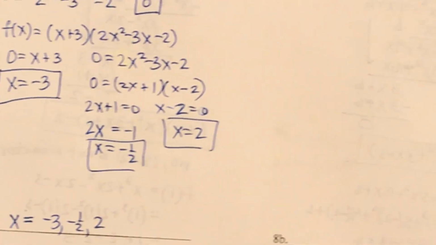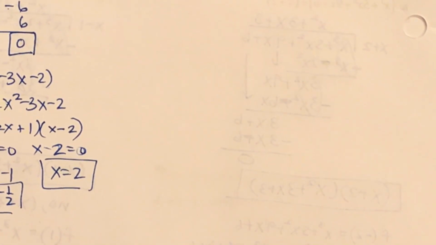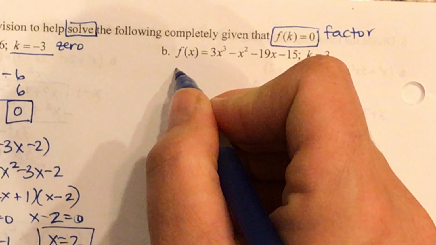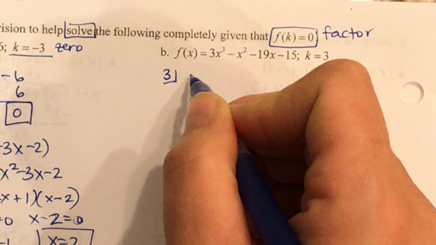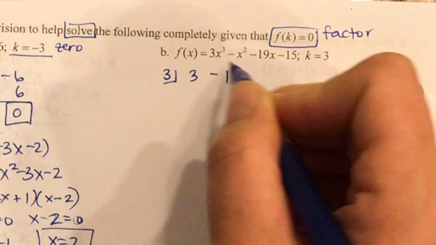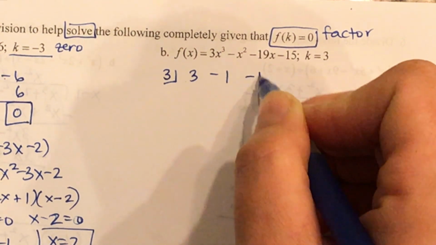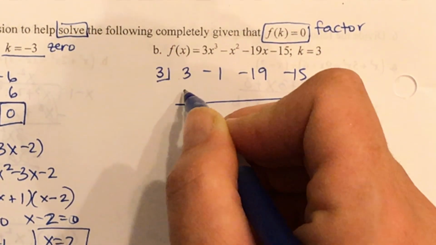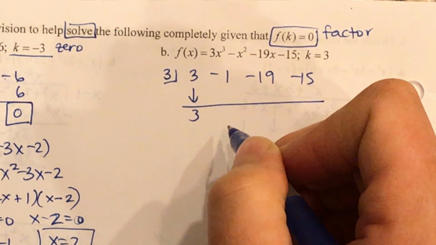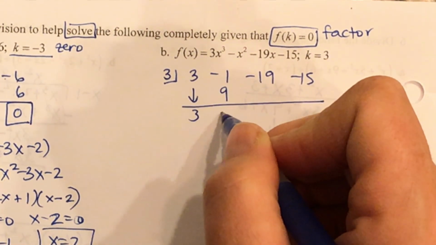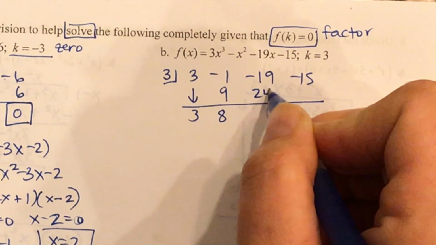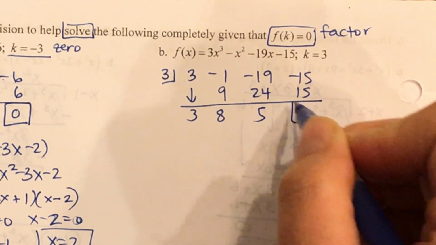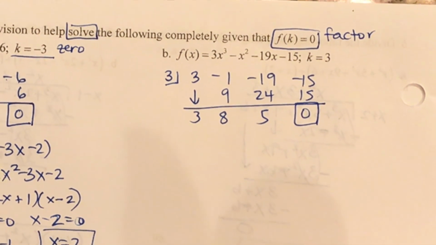Okay. This is no joke, though. You've got to be able to do some serious math here. All right, so I'm going to do the exact same thing. 3, -1, -19, -15. Bring the 3 down. Multiply, that gives you 9, so this is an 8, that's a 24, it's +5, it's 15, this is a 0. Sweet, we expected that.